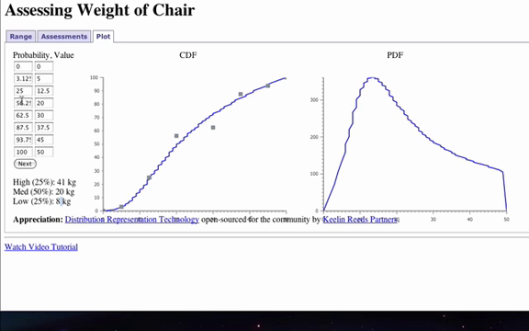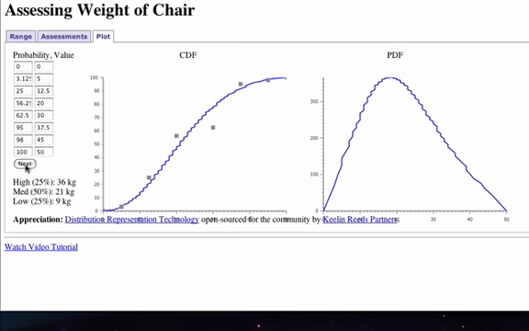So let me come in here. So 37.5. So I need to increase this. Instead of an 87.5% chance that it's below 37.5, I am going to make it a 95% chance. And for 45, maybe a 98% chance. Let's see what happens now. Okay, a lot better.